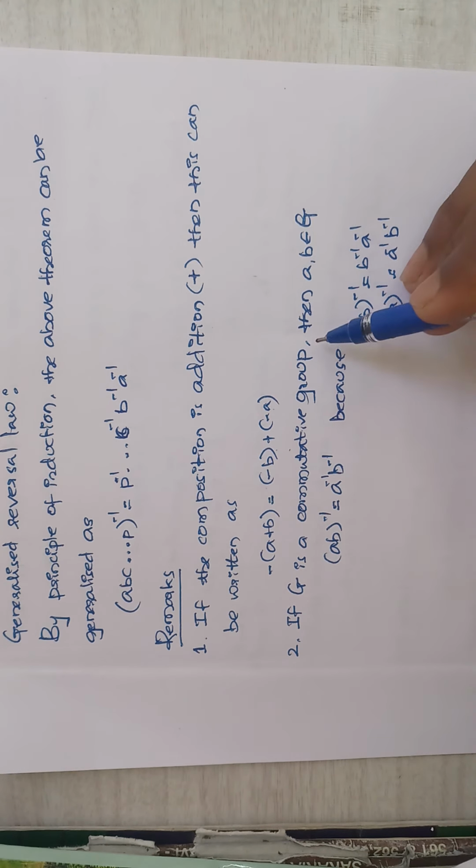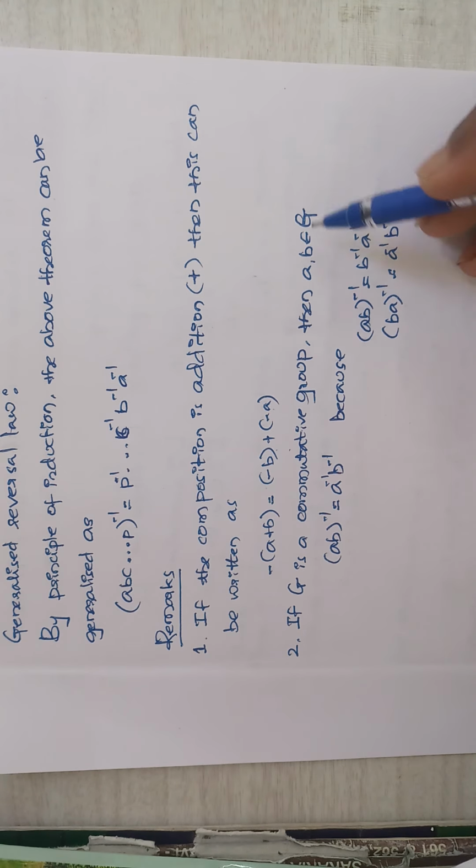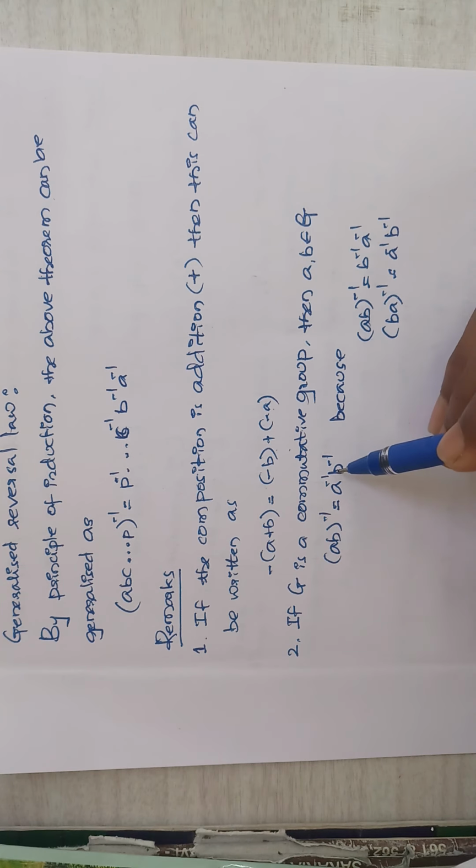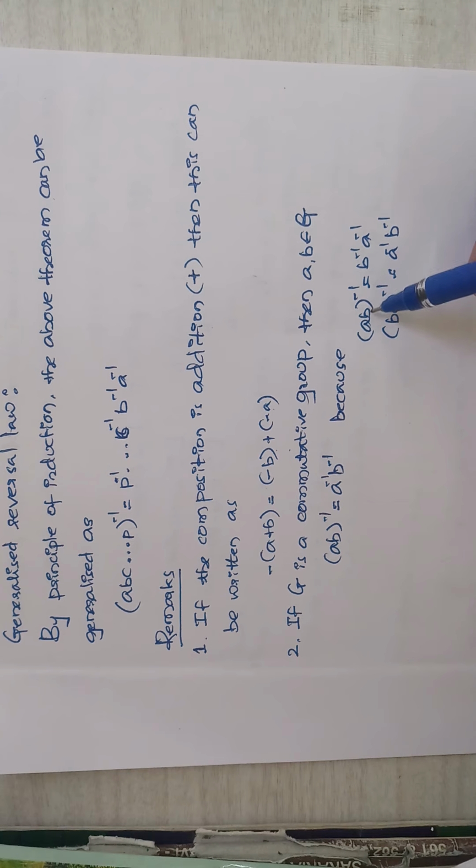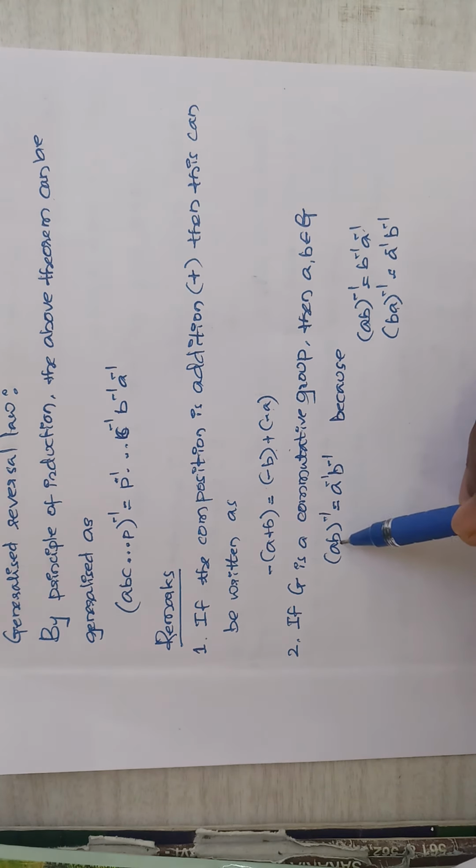If G is a commutative group, and A, B belong to G, then (AB) inverse is equal to A inverse B inverse, because (AB) inverse is equal to B inverse A inverse and (BA) inverse is equal to A inverse B inverse. So here these two are equal using the commutative law. Therefore (AB) inverse is equal to A inverse B inverse.